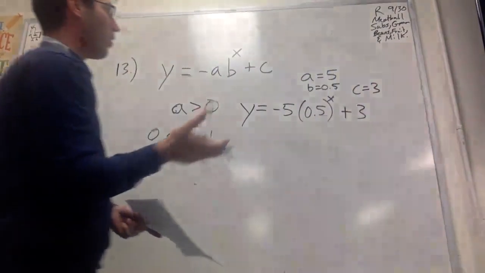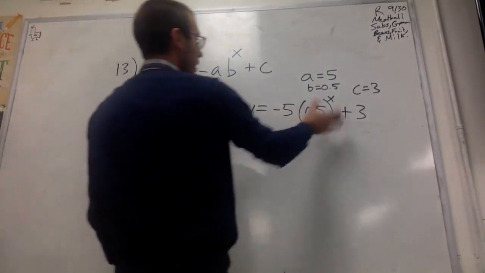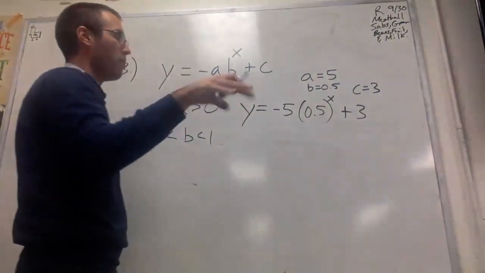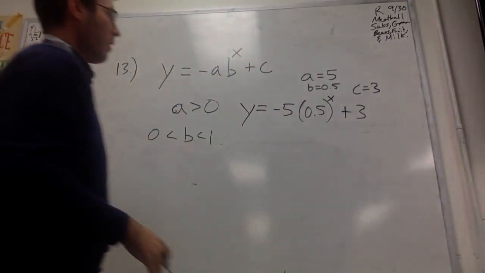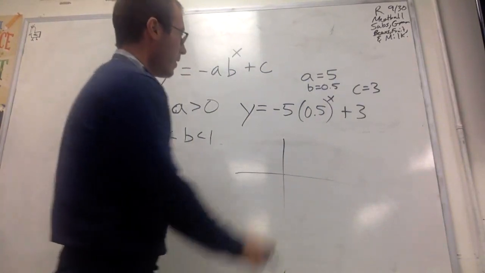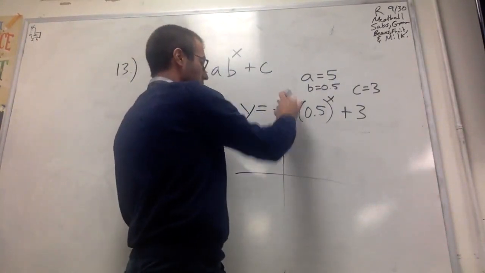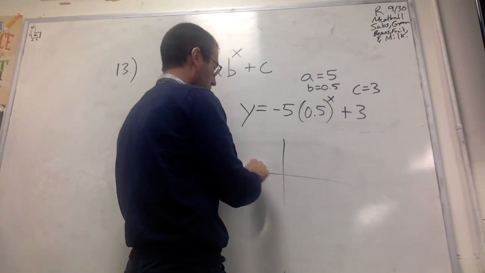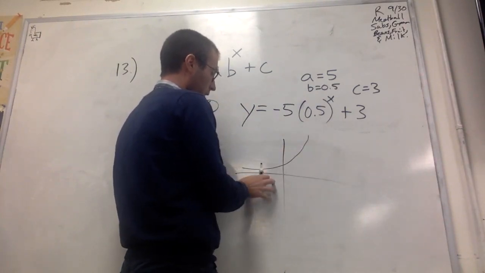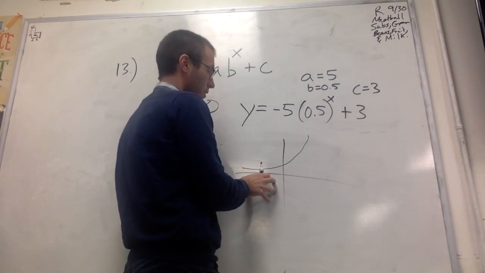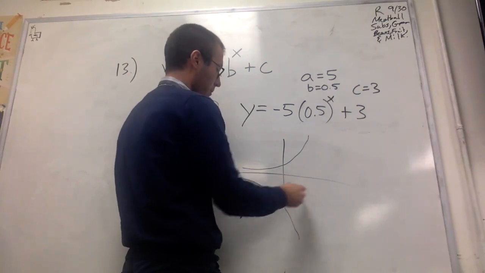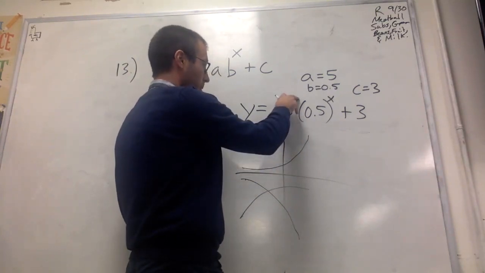So I can look at what's going on here and think of my range in terms of A, B, and C. So if I was going to graph this thing here, this negative 5 says I'm going to take my exponential function and I'm just going to flip it. So it's in the negative vicinity here. So I know it's going to look something like that. It's taking it and it's flipping it.